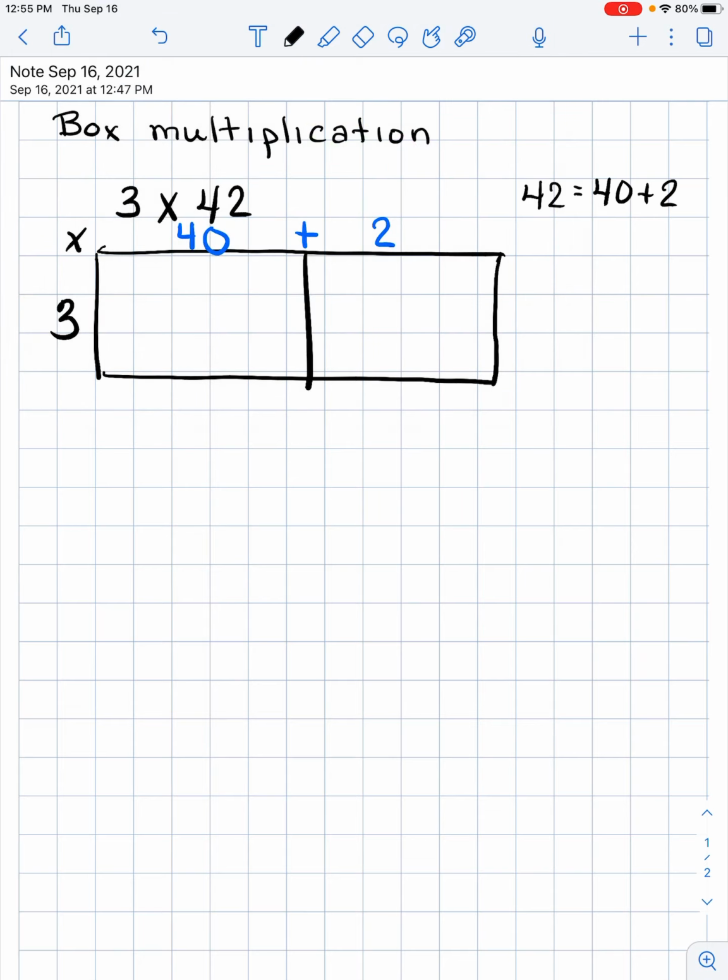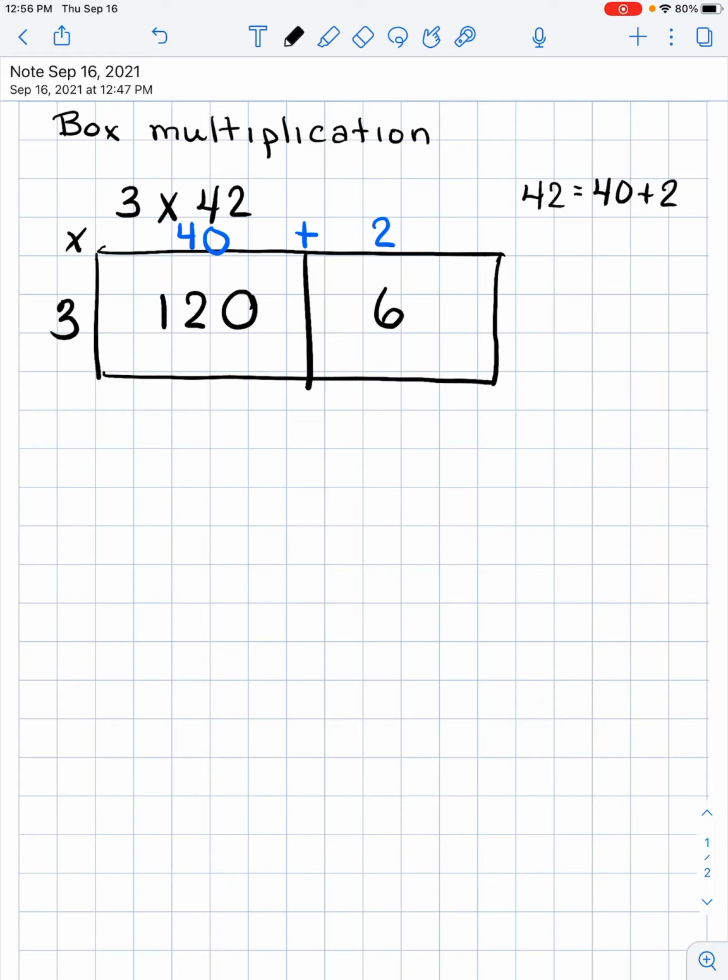So we're going to first multiply, using this matrix, 3 times 40. The way that we're going to do that is we're just going to count the number of zeros in both factors. And in this case, 40 has 1 zero, 3 has none. So there's 1 zero. We're going to put that in our box. And then 3 times 4 is 12. Then we're going to go over to our next box, and we're going to multiply 3 times 2, and 3 times 2 is 6. Each of these, 120 and 6, is what we call a partial product. Partial meaning a part of the total answer.